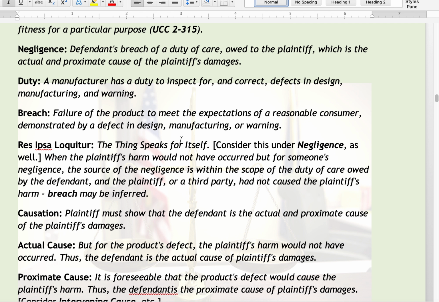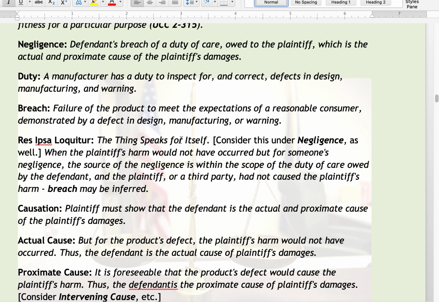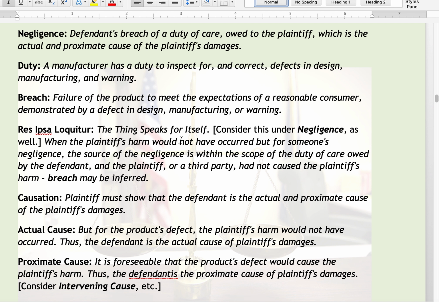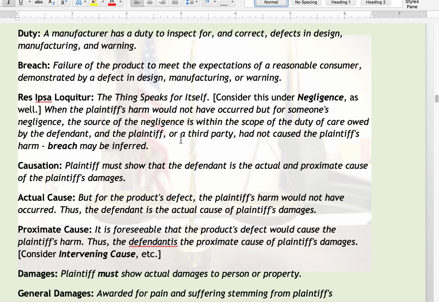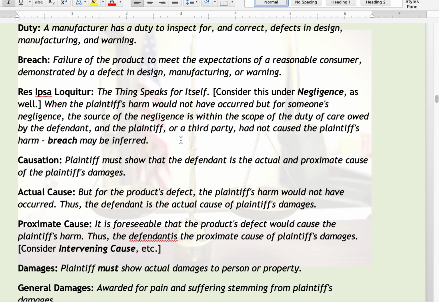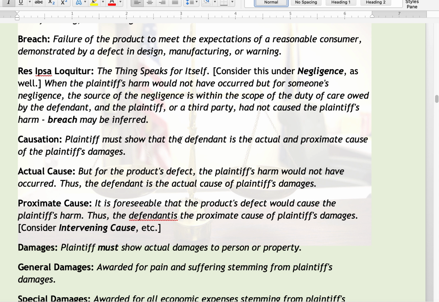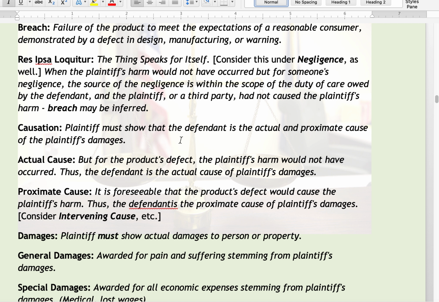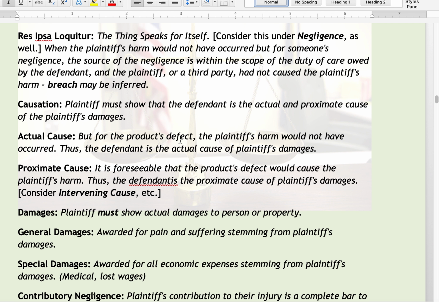Negligence. A defendant's breach of duty of due care owed to the plaintiff, which is the actual and proximate cause of the plaintiff's damages. Duty. A manufacturer has a duty to inspect for and correct defects in design, manufacturing, and warning. Breach. Failure of the product to meet the expectations of a reasonable consumer demonstrated by defect in design, manufacturing, or warning. Res ipsa loquitur. The thing speaks for itself. Consider this under negligence as well.